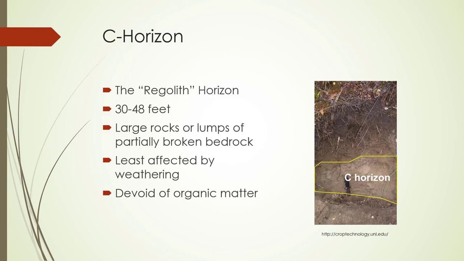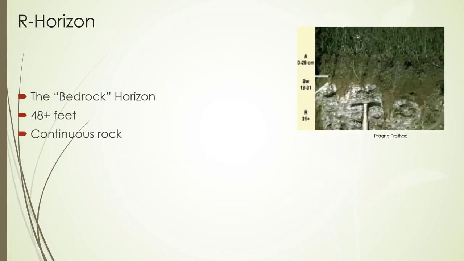Okay, so the C horizon is the regolith horizon, or rock horizon, 30 to 48 feet deep. Large rocks or lumps of partially broken bedrock. It's the least affected by weathering, and you're not going to find any organic matter in this area. And then finally we have the R horizon, which is 48 feet and deeper, and it's continuous rock, and that just depends on what your parent material is as far as what type of rock you might find here.